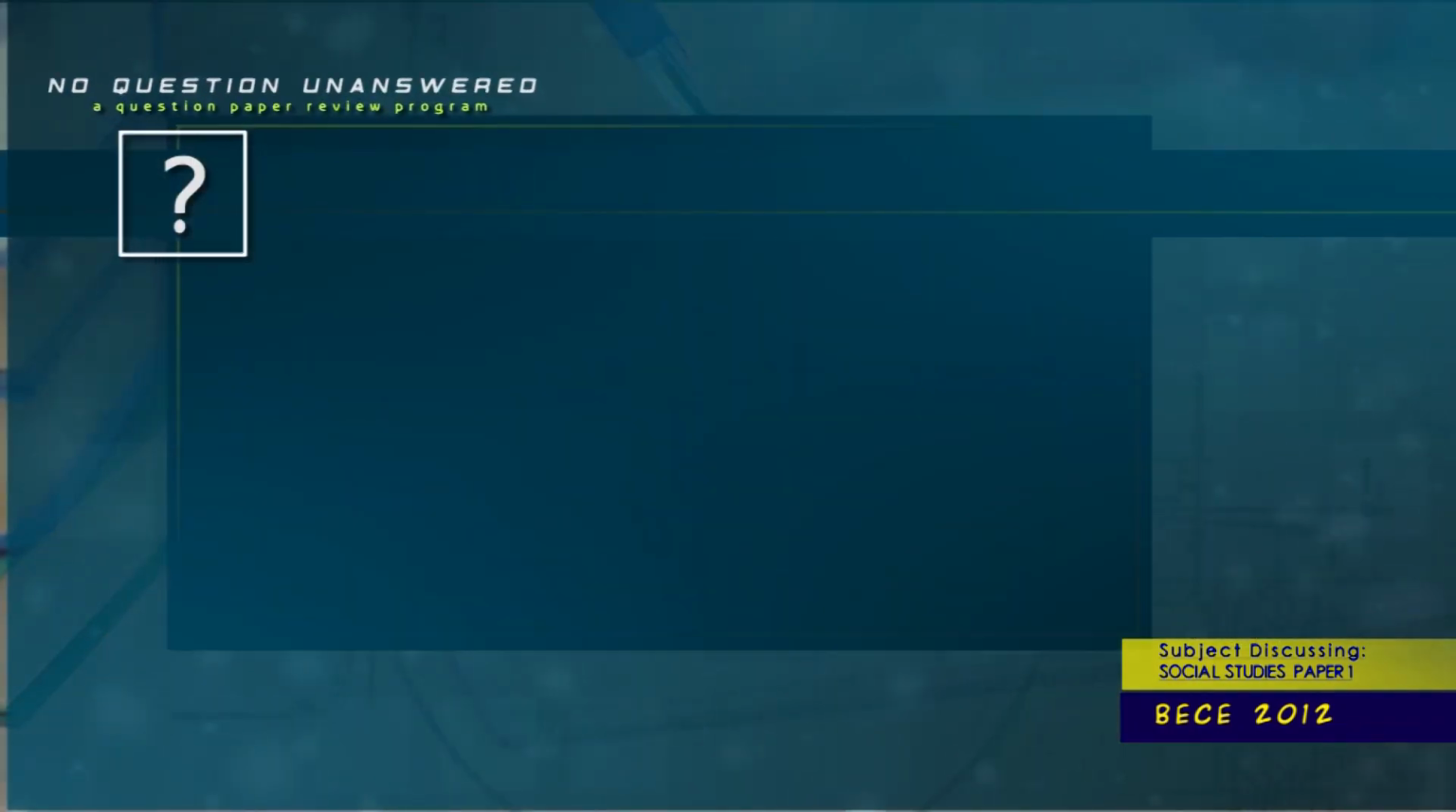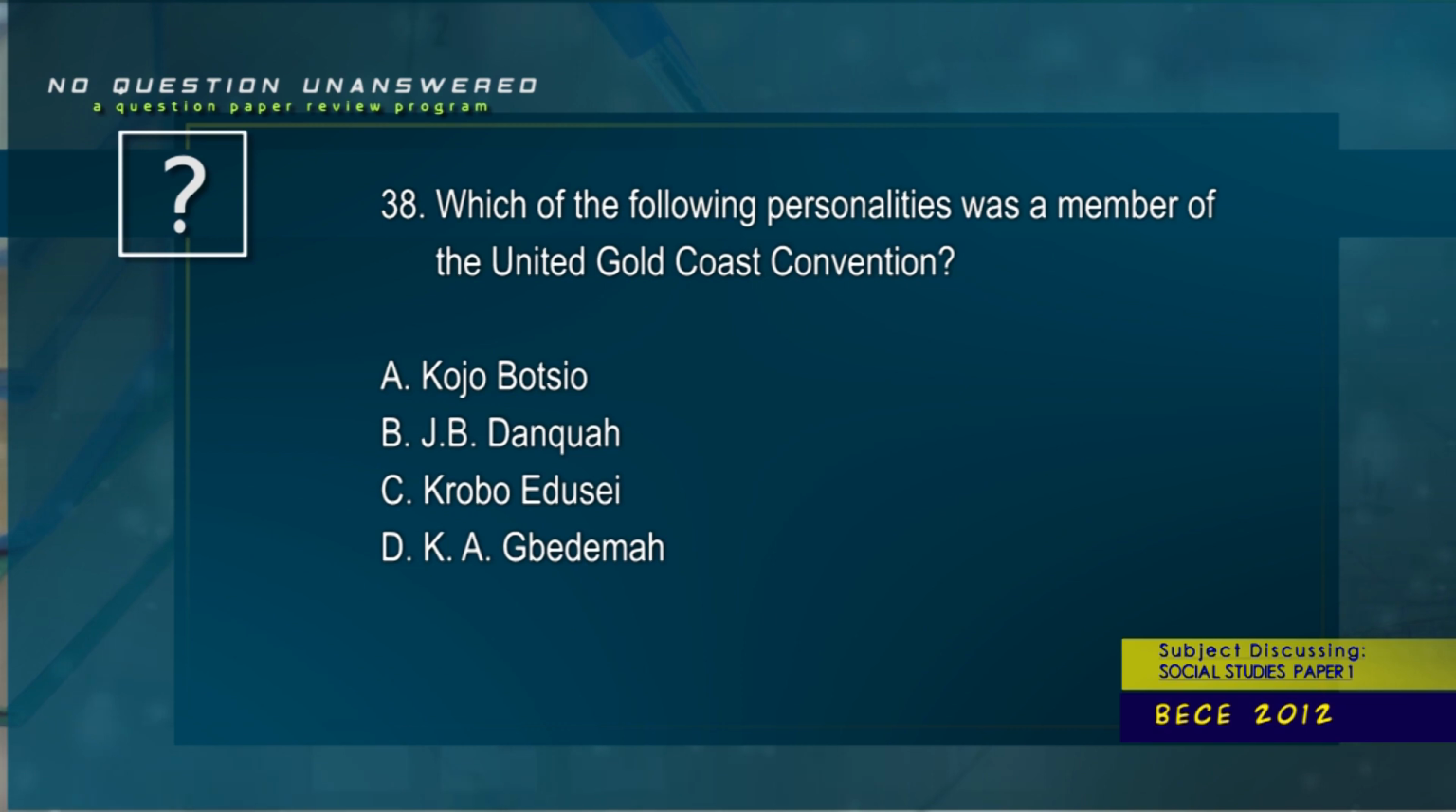Question 38. Which of the following personalities was a member of the United Gold Coast Convention, UGCC? Viewers, these are facts. If you don't know it, you have not read it. The correct answer is B. We have A. Kojo Botsio, B. J.B. Danquah, C. Krobo Edusei, and D. K.A. Gbedemah. So the correct answer is B.